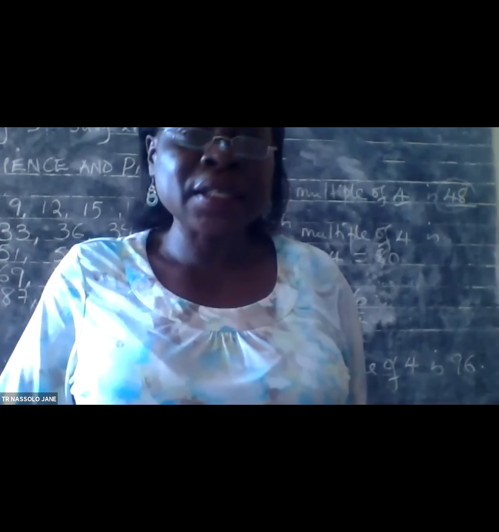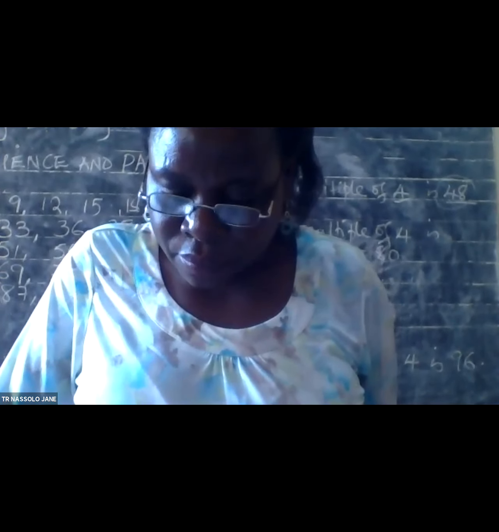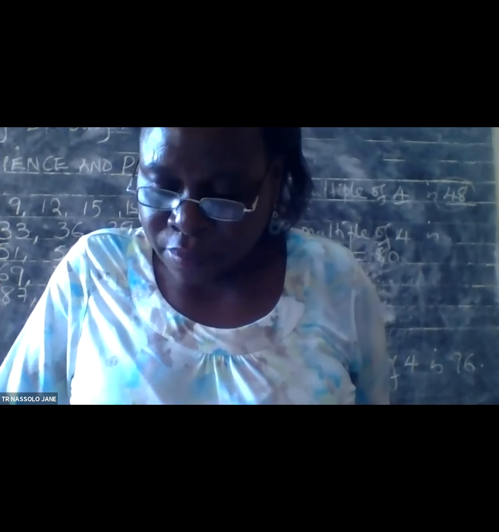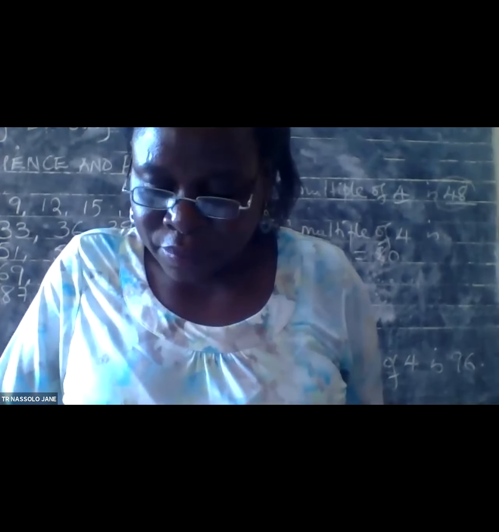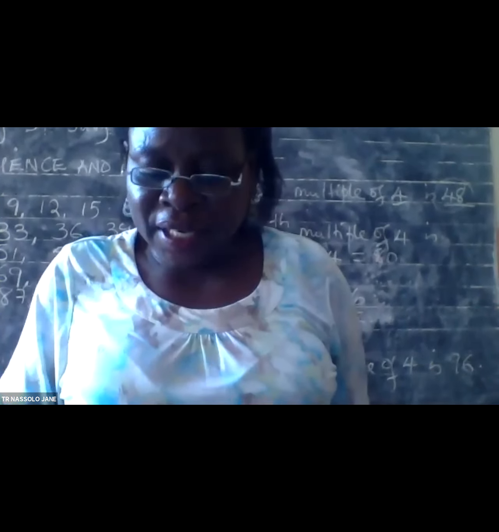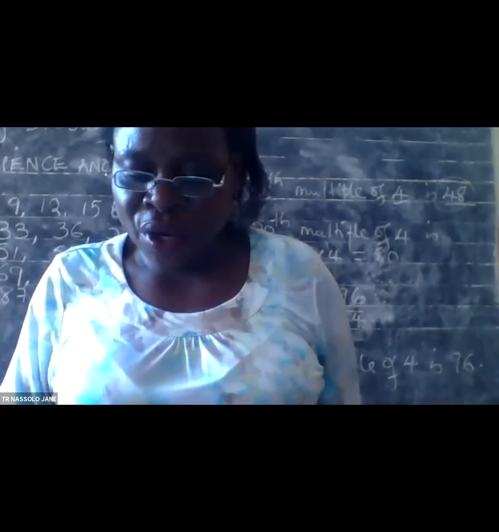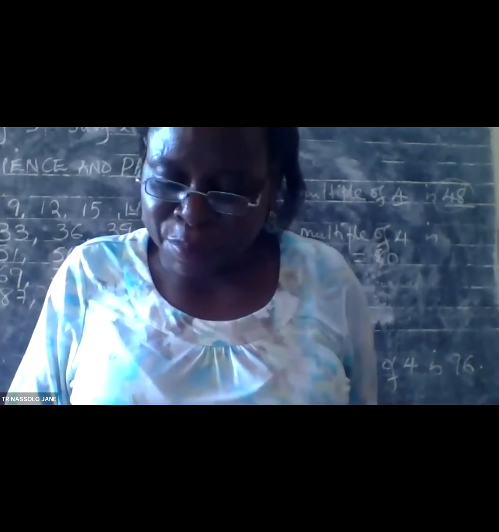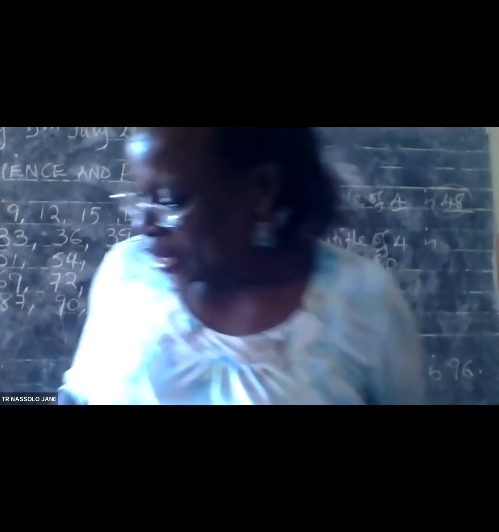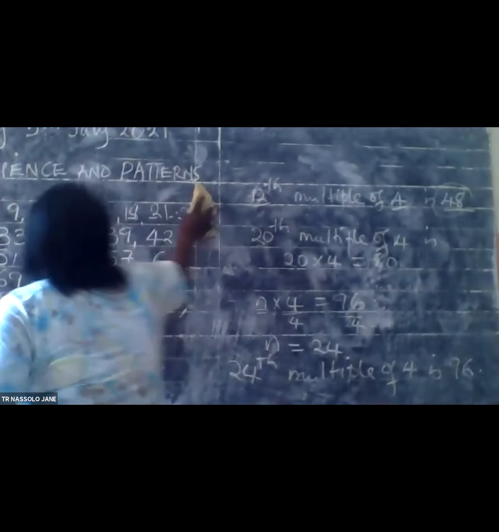Exercise on page 48. The question is, draw a square table like this one, shade all the multiples of 6, then answer the following questions. Can you shade, like they shaded the table on page 46, the multiples of 4. Now we have this table and we are shading the multiples of 6. Ladies, shade quickly and then we proceed.